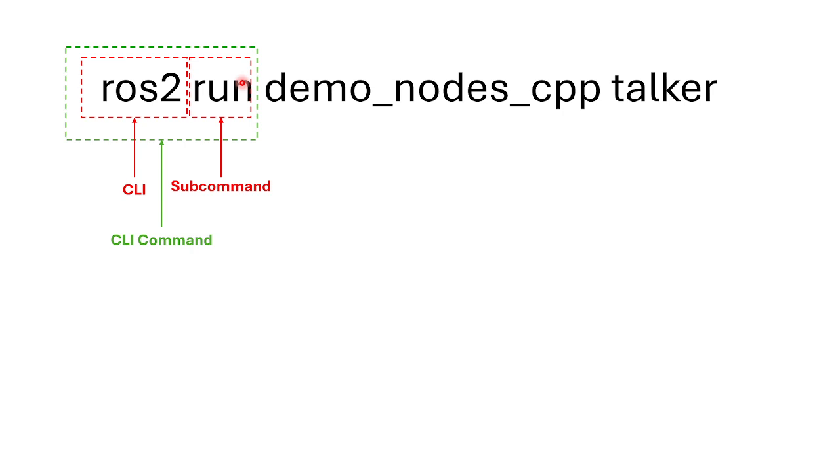So it's important to understand each of these terms. The command line interface here is basically like an executable or program that is created when we install ROS2. When we write the subcommand together, it becomes a command line interface command, and this means that we want to run or execute the following portion, whatever comes after.